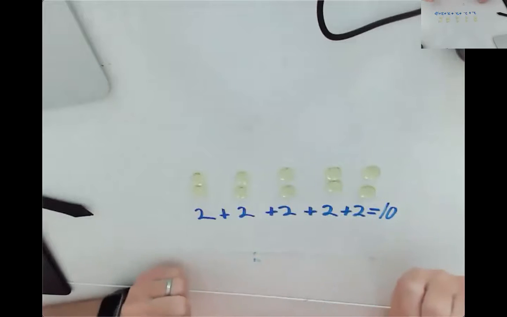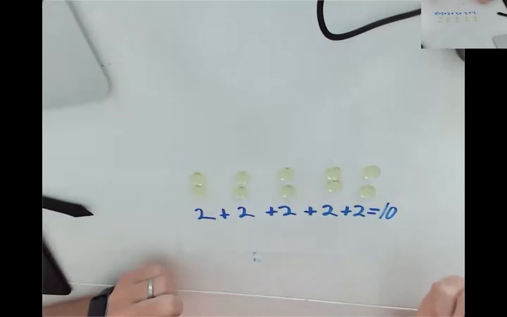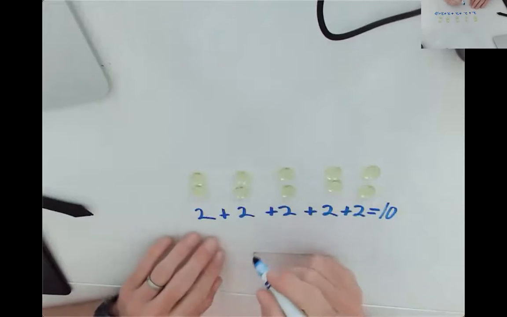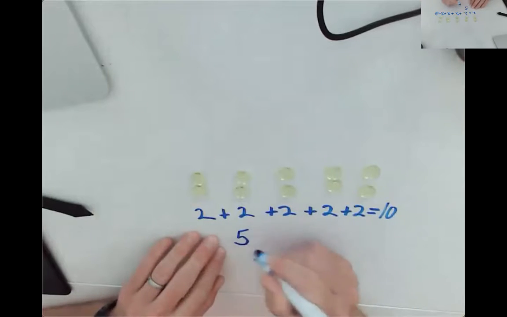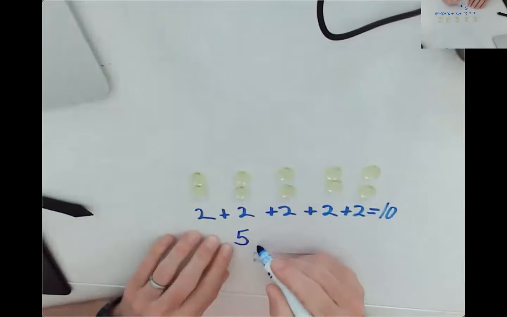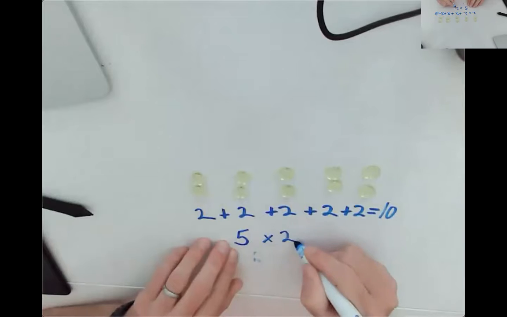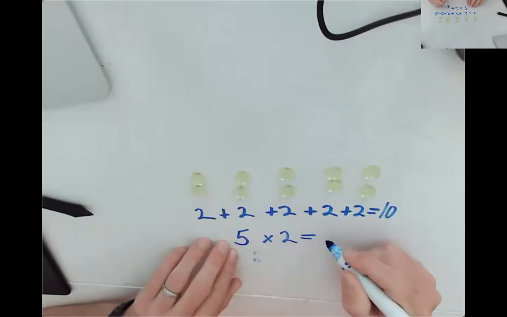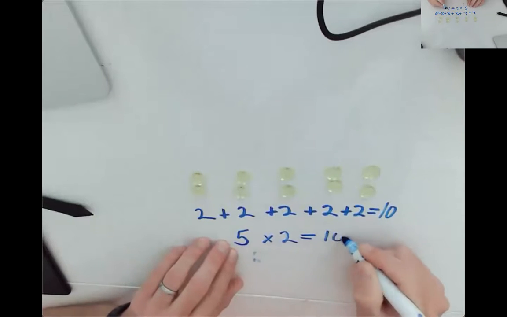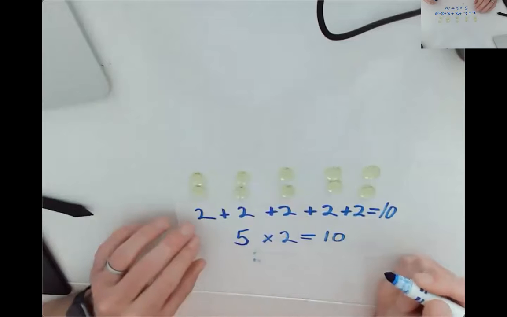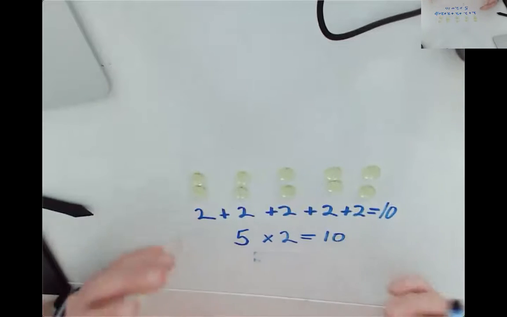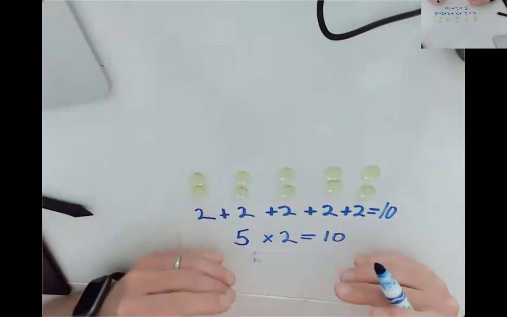We can then turn this into a multiplication sentence. When you do multiplication, you multiply the number of groups, and in this case we have 5. We have 5 groups, and we multiply that by the number in each group, and the number in our groups today is 2. And our answer is not going to change. The product here is going to be 10. So repeated addition is just a longer way of doing multiplication.